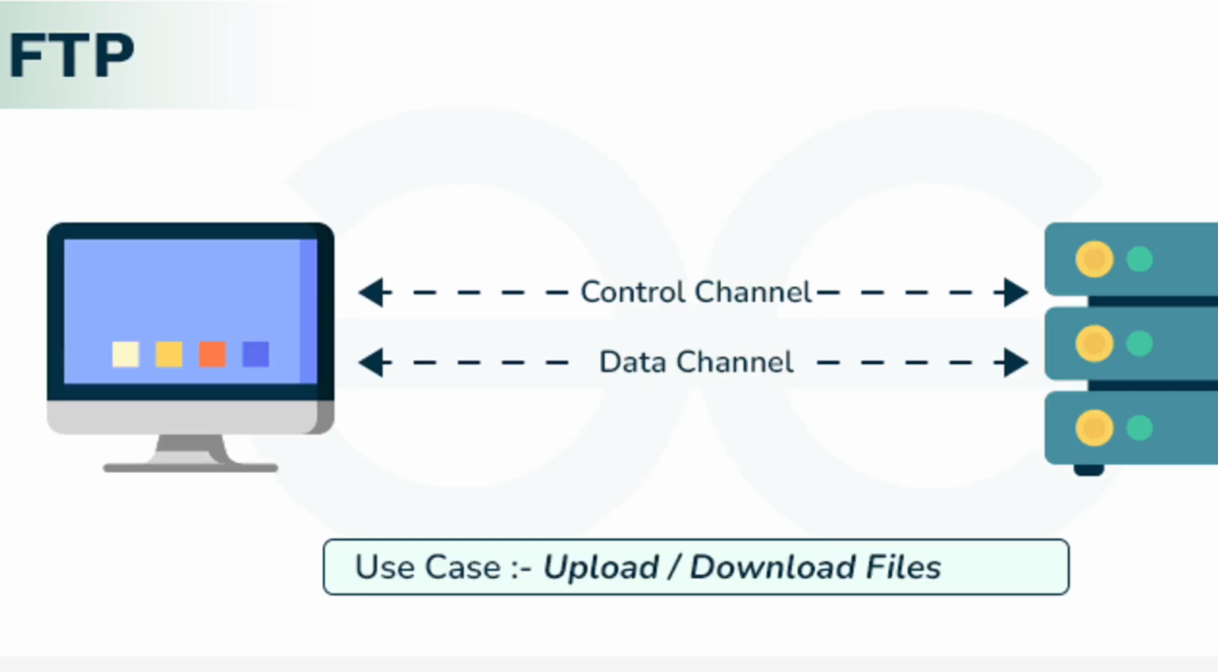Imagine you're moving boxes, files, from one house, computer, to another using a delivery truck, file transfer protocol, FTP. You can both send and receive boxes. File transfer protocol, FTP, allows file transfers over a network. It's often used for downloading or uploading files, though its usage has declined in favor of more secure protocols.